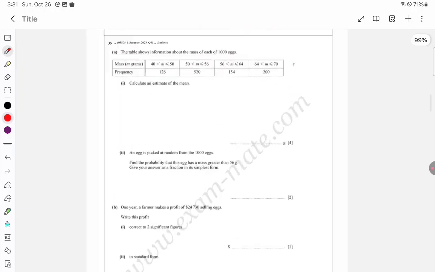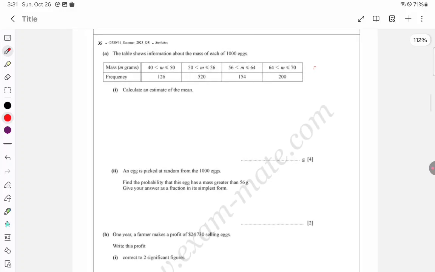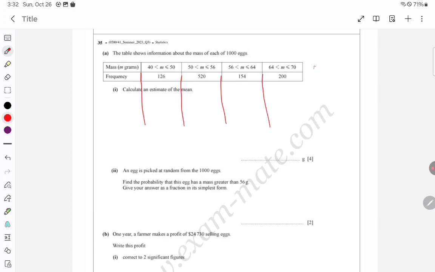Move on to question number 35. The mass range is already given. The frequency is already given. We have to calculate the estimate of the mean. Again, we have to do the same. Complete the table. Extend the line to complete this table. Consider this x and consider this fx.